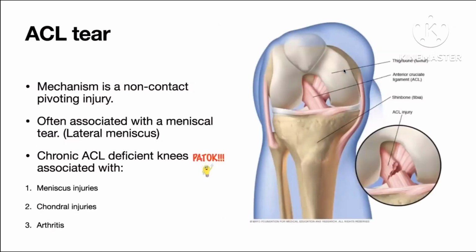For the ACL, the mechanism is a non-contact pivoting injury, and it is often associated with a meniscal tear. If you are talking about the ACL, letter L, the associated meniscus is the lateral, letter L. But if long-standing ACL deficient, it is more commonly associated with the medial meniscus. So chronic ACL deficiency is associated with meniscus injuries, chondral injuries, and arthritis.